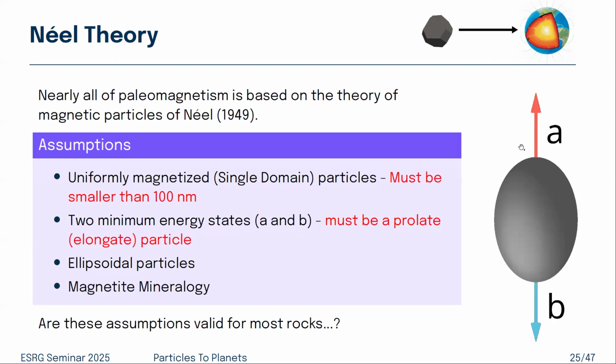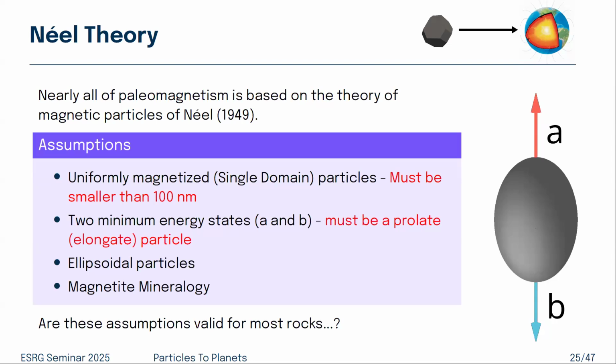That may not always be the case, right? It needs to be ellipsoidal for this theory to work, so it needs to be an ellipsoid. That's a restriction. And most people, when they apply this, they use magnetite. So everyone assumes that everything is magnetite, right? Are these assumptions valid for most rocks?